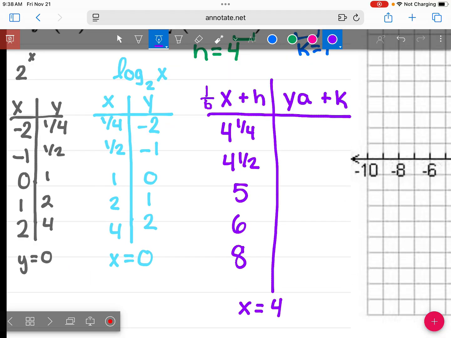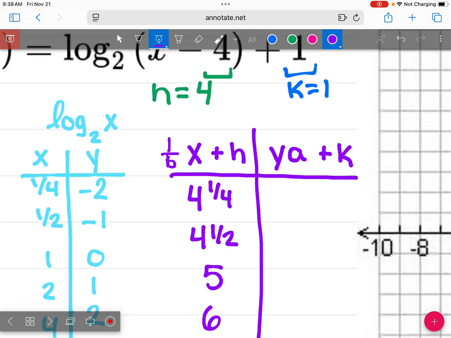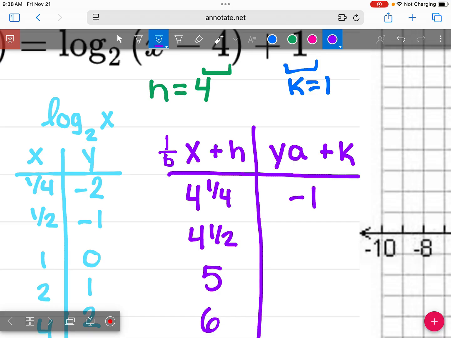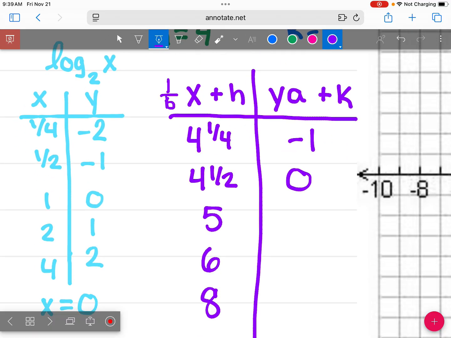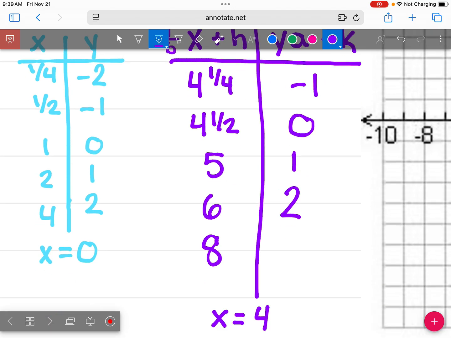Our y's, we do the same thing. My -2 times 1, because I don't have an a here, plus k, plus 1. So we're going to have -1. -1 plus 1 gives us 0. 0 plus 1 is 1. 1 plus 1 is 2. And 2 plus 1 is 3. So we get our points here to plot up.